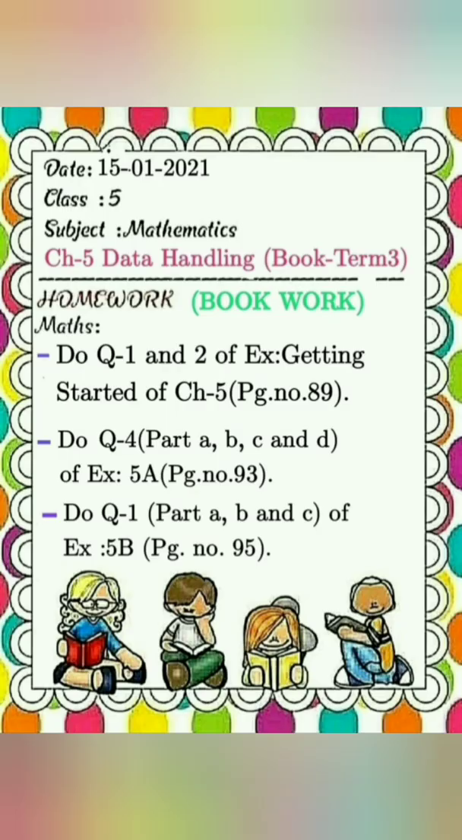Now it's time for homework. Your homework is to do questions 1 and 2 of exercise Getting Started of chapter 5, which you can find on page number 89. Second, do question 4 of exercise 5A on page number 93. And third, do question 1 of exercise 5b on page number 95 in your book.